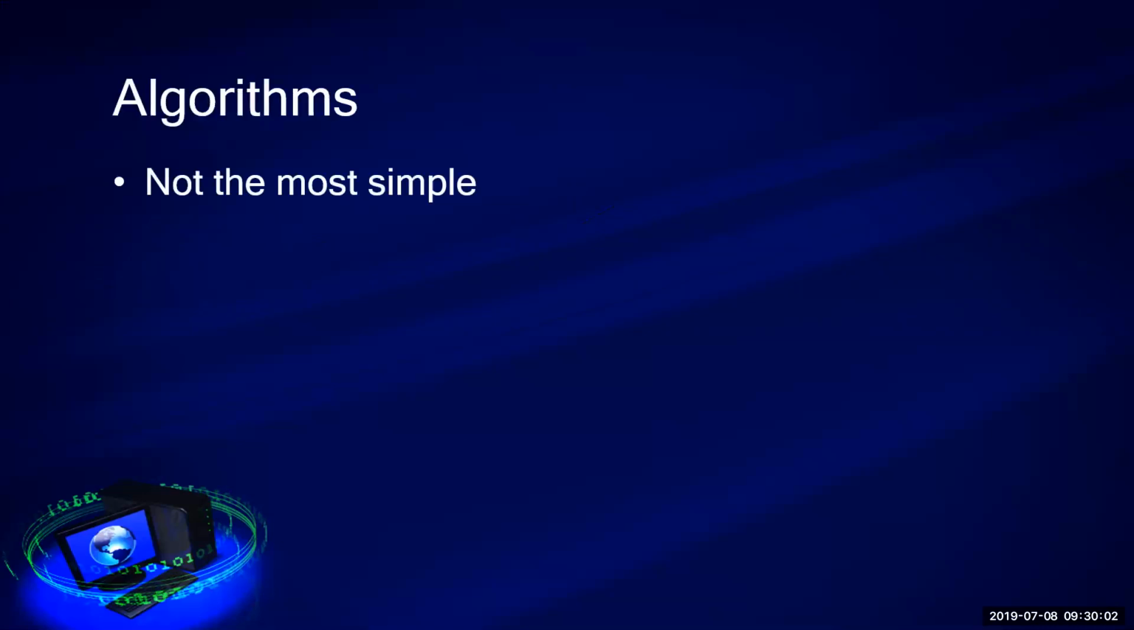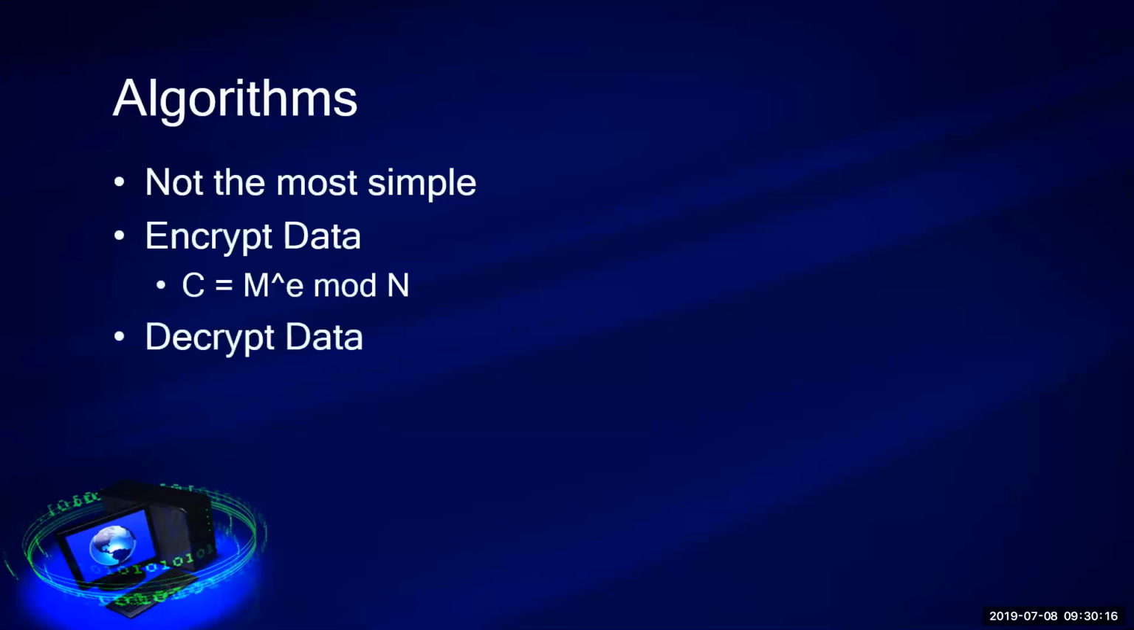So, looking at some of these algorithms, how do we encrypt the data? That is c equals m to the power of e mod n. We're going to be going over what the variables actually mean in just a second. But to decrypt it, because having the encrypted text without being able to decrypt it is pretty useless, we've got m equals c to the power of d mod n.